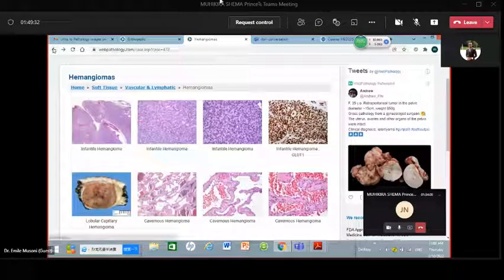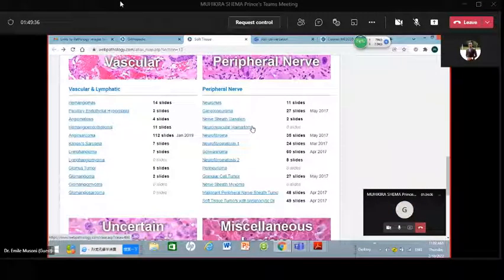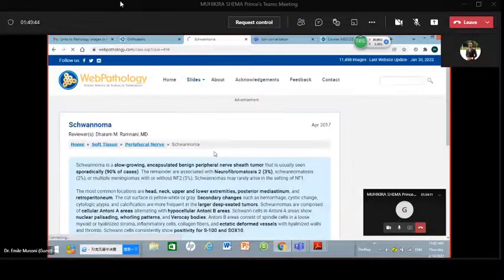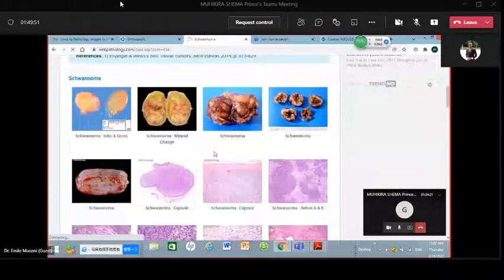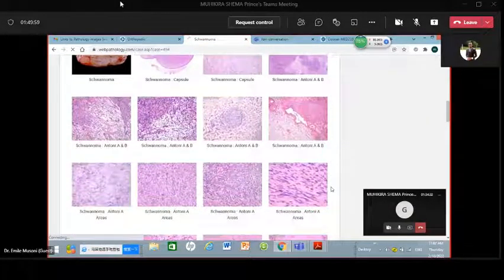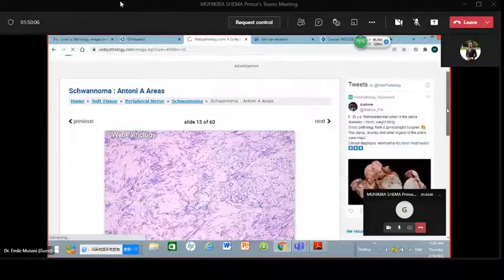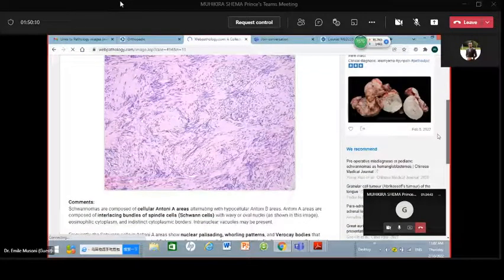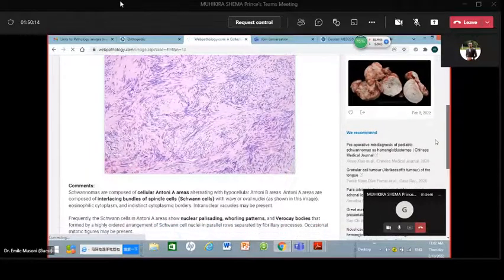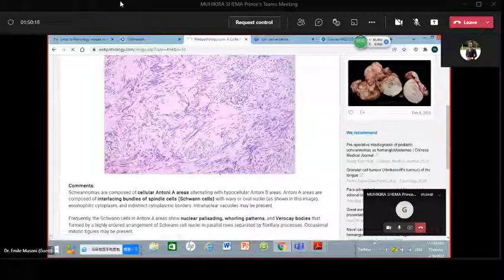For the peripheral nerve, let us see a schwannoma. This is how they appear after an operation. This is an image of the schwannoma. They say they are composed of cellular Antoni A areas alternating with hypocellular Antoni B areas. Antoni A areas are composed of interlacing bundles of spindle cells.